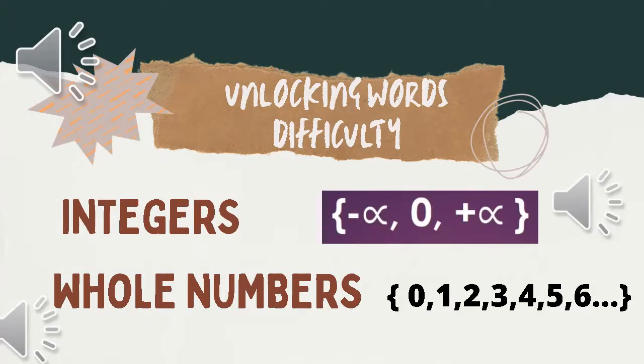Before we start our discussion, let us unlock first the different words that we're going to encounter. When we say integers, ito yung mga number na kabilang sa negative infinity o yung mga negative numbers, 0 up to positive infinity o positive numbers. Kapag sinabi nating whole numbers, ito naman ang mga number na laging magsisimula sa 0, 1, 2, 3, 4, 5, 6, up to positive infinity numbers.